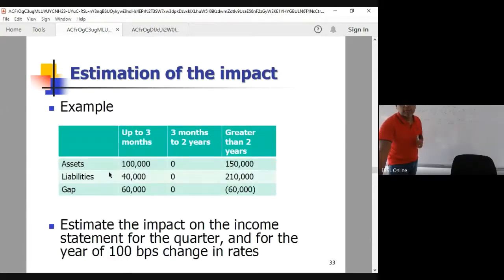So for example, look at this. You have 100,000 assets. So you increase your loans there, but the loans you are giving out on these 3 months, you will increase your interest rates on that. So you will get more interest on that. Now your liabilities, you have 40,000. So now you will also pay more for your liabilities, right? But you are carrying a positive gap.